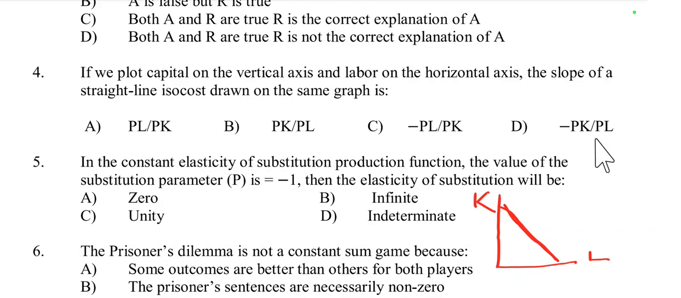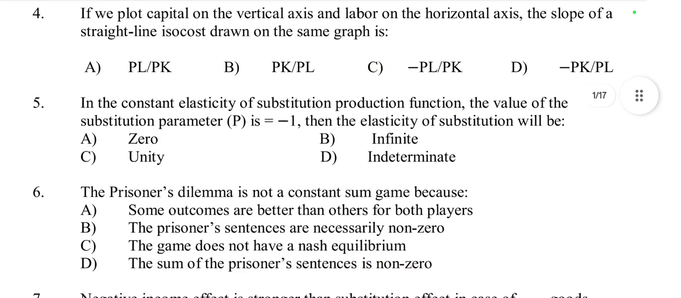So here, for the straight line iso-cost, the slope of the iso-cost is option number C, minus PL by PK. If we derive the value, we will get minus PL by PK as the slope of the iso-cost line. So here option C is the right option for question number 4.